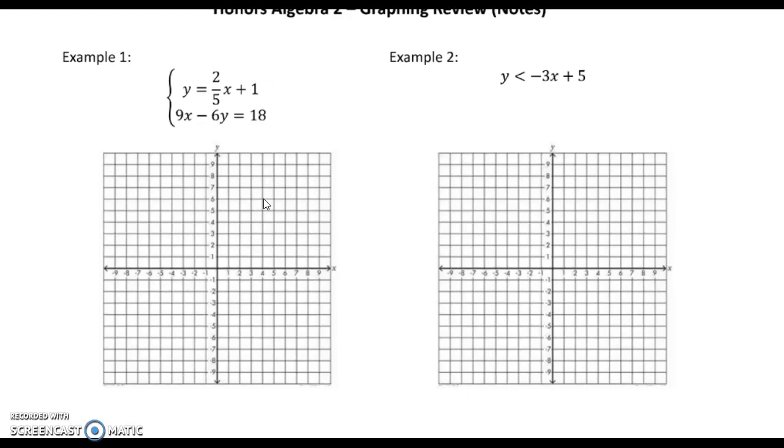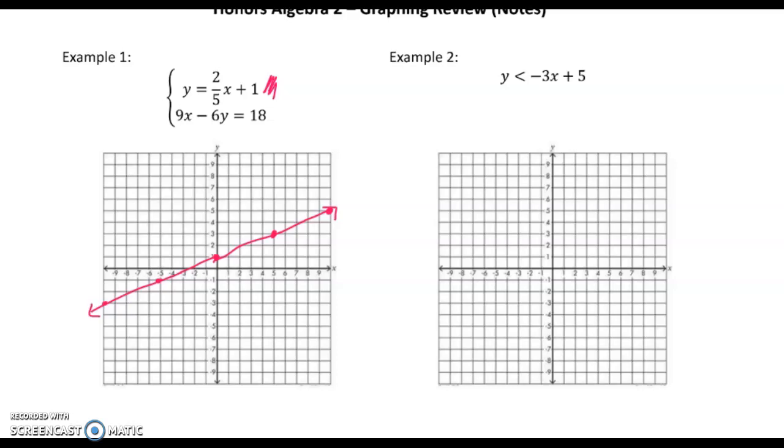So the y-intercept is 1, so we put a point on the y-axis at 1, and then the slope is 2/5. So we go up 2, over to the right 5. And I like to do it one more time, and then we're going to draw a line going through those points. And I would go ahead and extend it across the page. All right, so that's this first line.